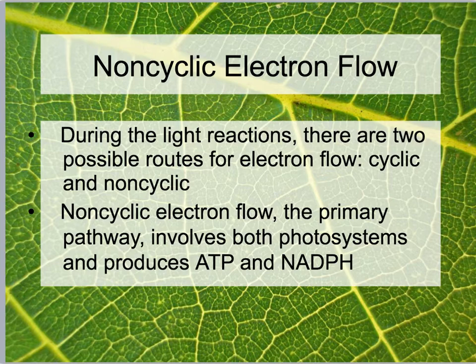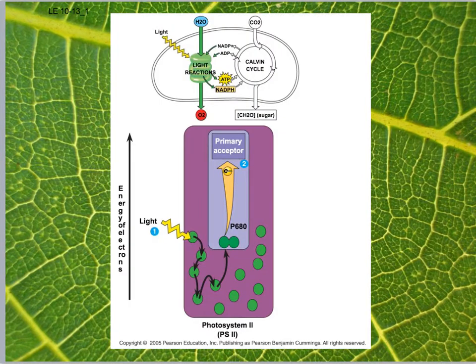When we do the non-cyclic electron flow, it's the primary way it's done, and basically both photosystems are used. Photosystem 2 is used first, photosystem 1 is used second, and we make ATP and NADPH. ATP would be comparable to cash. NADPH is more comparable to a savings account where we can store that energy, the energy of that elevated electron, for later use, basically to make sugar.